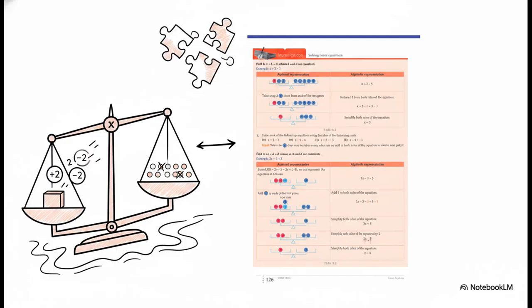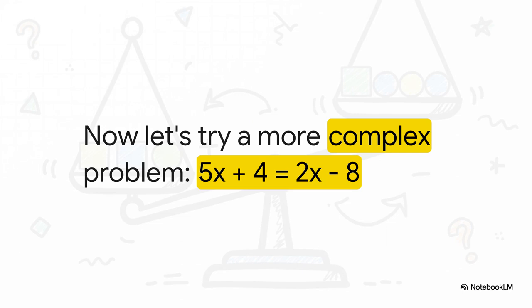And just like that, look at that, the scale is perfectly balanced again. On the left, the plus 2 and the minus 2 just cancel each other out, leaving x all by itself. And on the right, 5 minus 2 leaves us with 3. The puzzle is solved. x equals 3. Okay, warm-up is over. Let's try a more complicated puzzle.